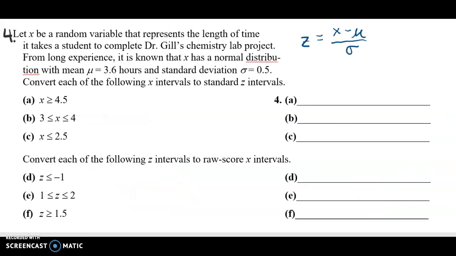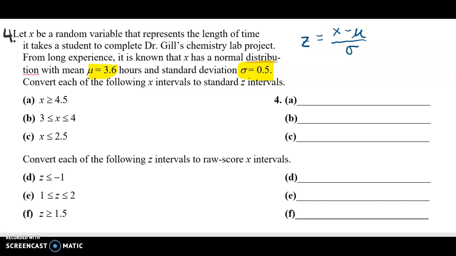For question 4, we have X is a random variable representing the length of time it takes a student to complete Dr. Gill's chemistry lab project. From long experience, it's known that X is a normal distribution with a mean mu of 3.6 and the standard deviation sigma of 0.5. We'll use that for both parts of the problem, A through C and D through F. Convert each of the following X intervals into Z intervals.